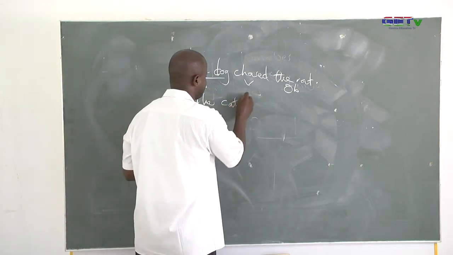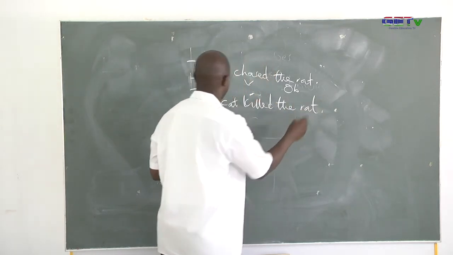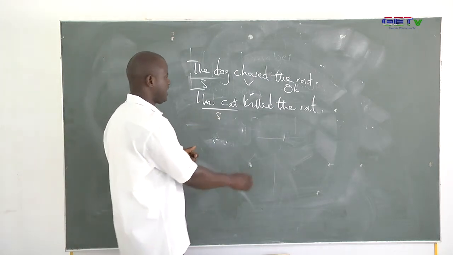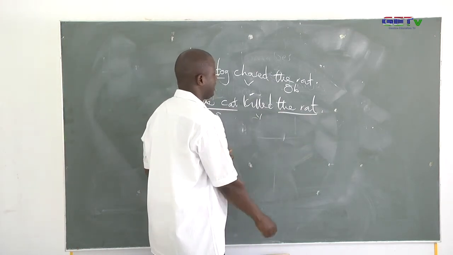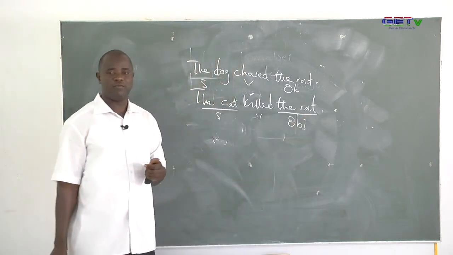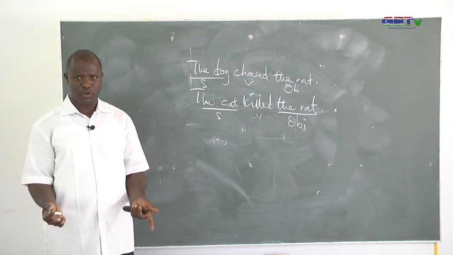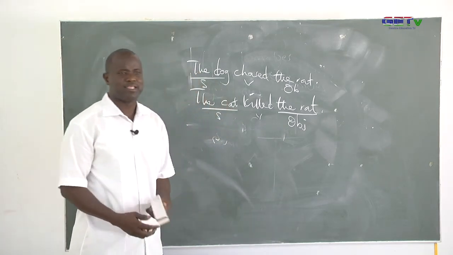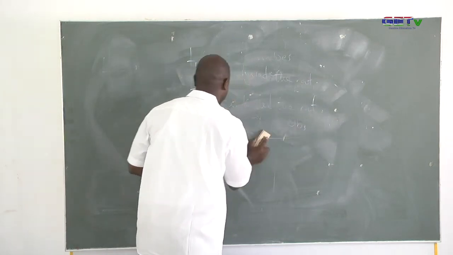We look at this again. We say the cat killed the rat. The same thing applies. Here is the cat, our subject. What did the cat do? It killed, which is the verb. And what did the cat kill? The rat. So here the rat becomes the object of the verb. So here we understand that the object always suffers the action. Who does the action? The subject. So a noun functions as object of the verb when it receives the action of the verb done by the subject.